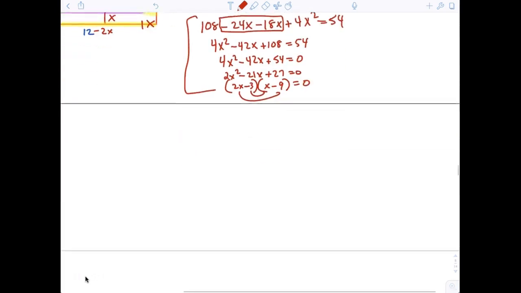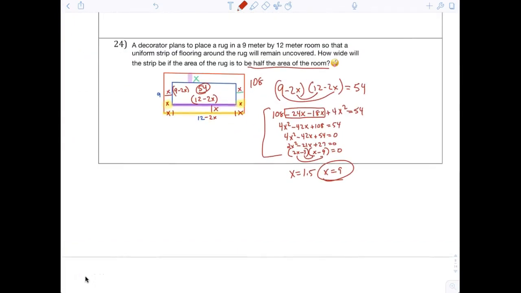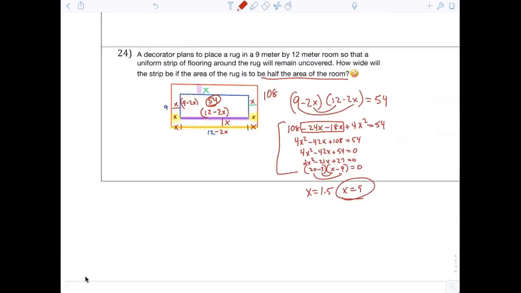All right? So now I end up with x is equal to 1.5 or x is equal to 9. Is it possible for it to be 9? Can I make a uniform width of 9? No. Why can't I make a uniform width of 9? Because it's only how many wide? It's only 9 meters wide. Can't be the same. So that's called an extraneous solution.